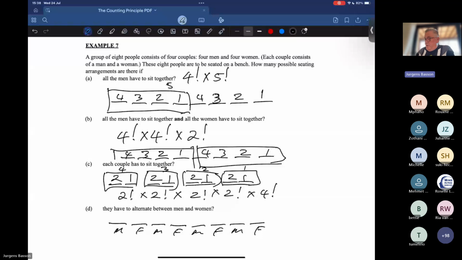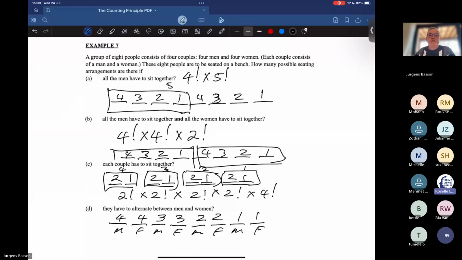So now I start with the males. This male, any one of the 4. This male, any one of the remaining 3. This one, 2. This one, 1. You will take notice that in this question, they didn't say anything about repetition because it's people and people can't repeat. So we do the females, the males, and now the females, and that will be 4, 3, 2, and 1.